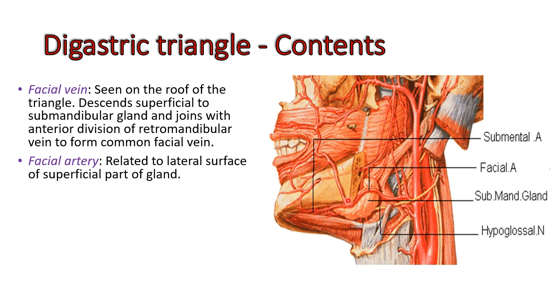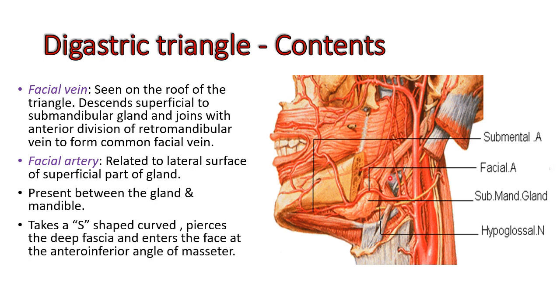After that, once it enters the face, the branches are given in the face. So facial artery is one more content. We have seen submandibular gland, then submandibular lymph nodes, facial vein, then facial artery. Okay, so S-shaped curve, all this I already told you, pierces the deep fascia and enters the face at the antero-inferior angle of the masseter muscle.